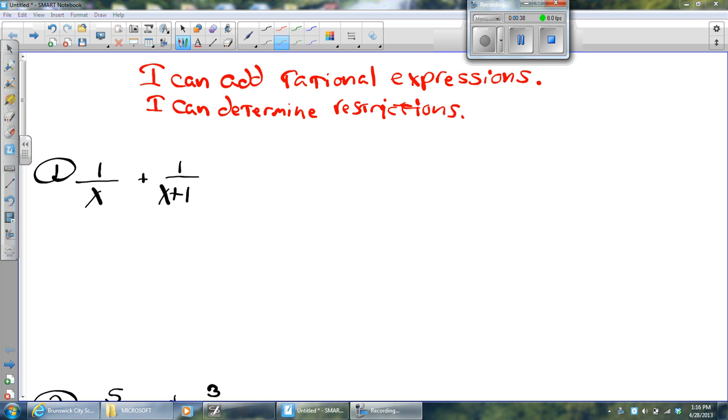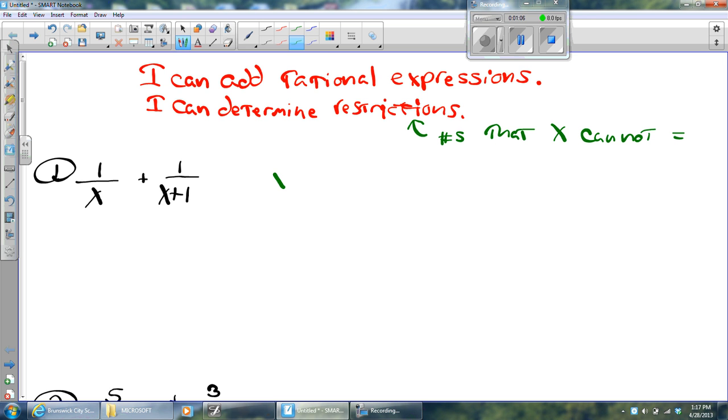And I'll explain restrictions first. All right, restrictions are numbers that x cannot be. Restrictions are numbers that x, or a variable, cannot equal. For example, if you look at this first fraction here, 1 over x, some of you know right off the bat x can't be 0. So one of the restrictions for this problem is x cannot equal 0. That's one of the restrictions because it makes that 0.